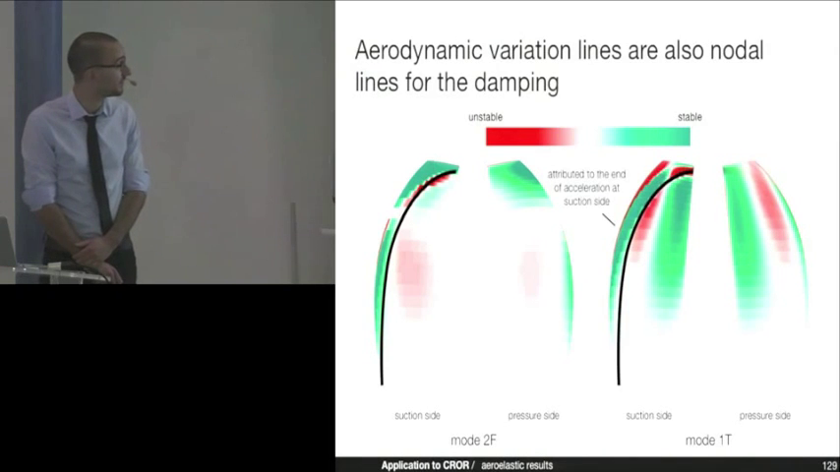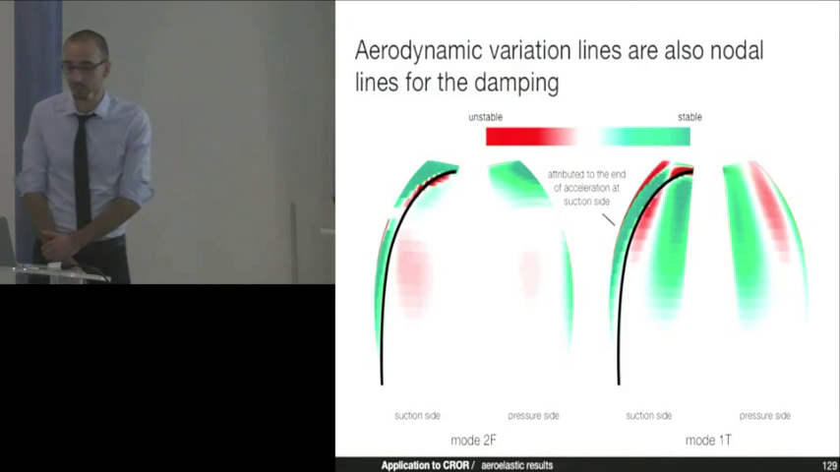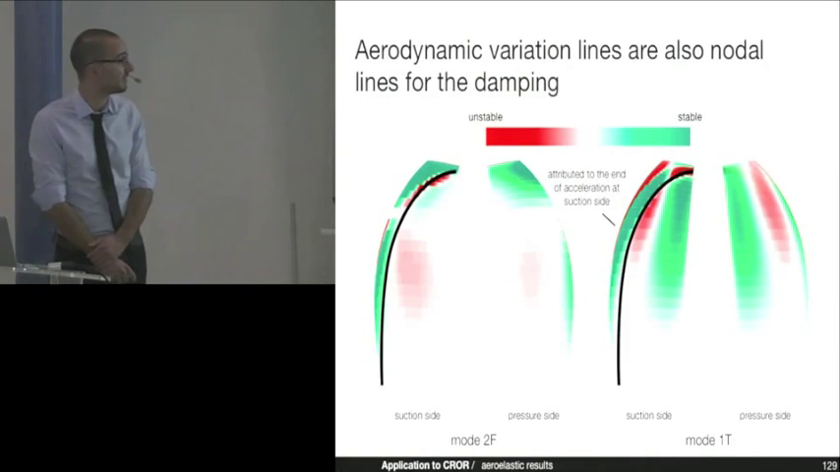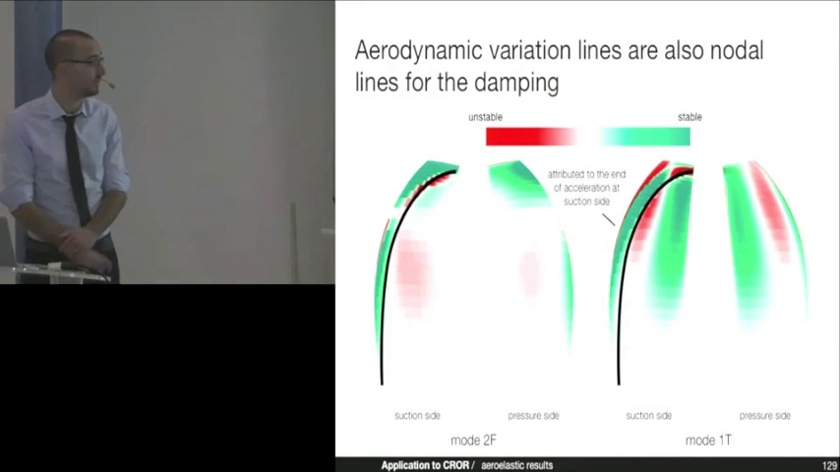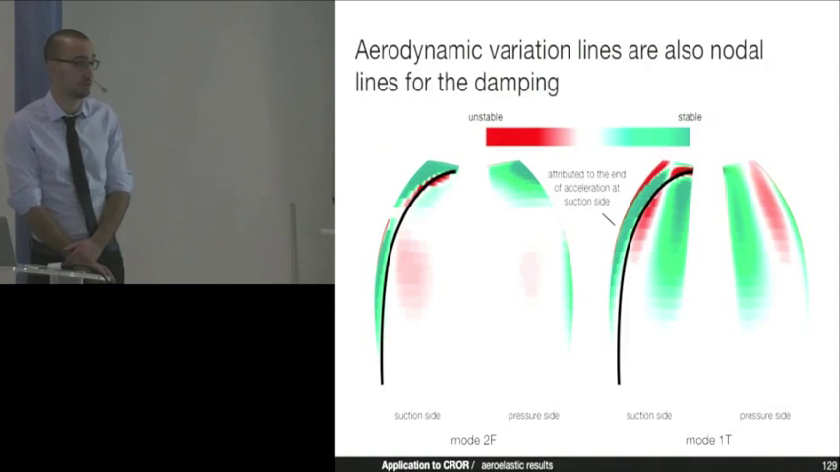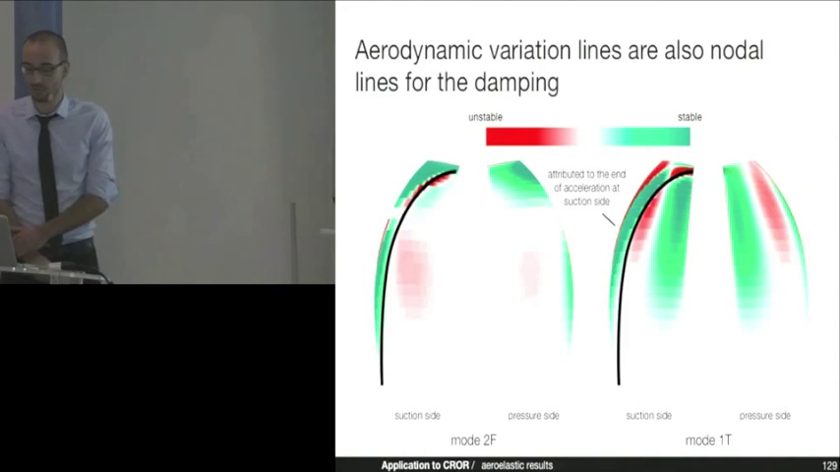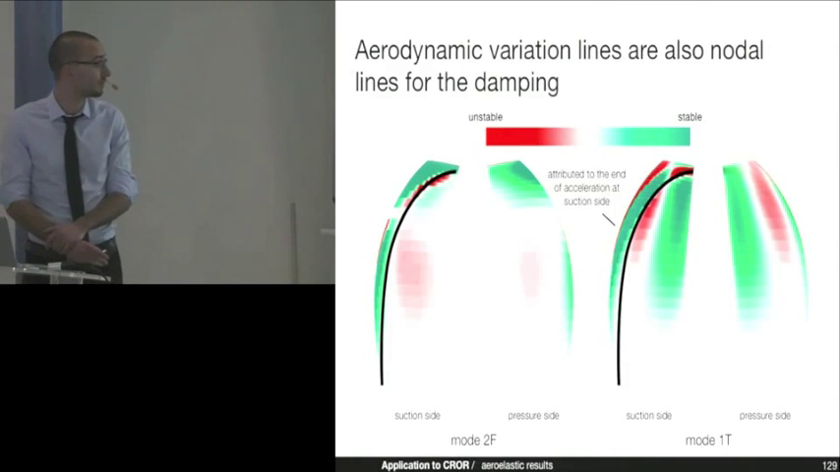Another interesting thing is that also aerodynamic variation lines are also nodal lines for the damping. In fact, the black line depicts the end of the acceleration on the suction side, and this line is also a line where the damping varies and changes from a positive to a negative, from a stable to an unstable part.